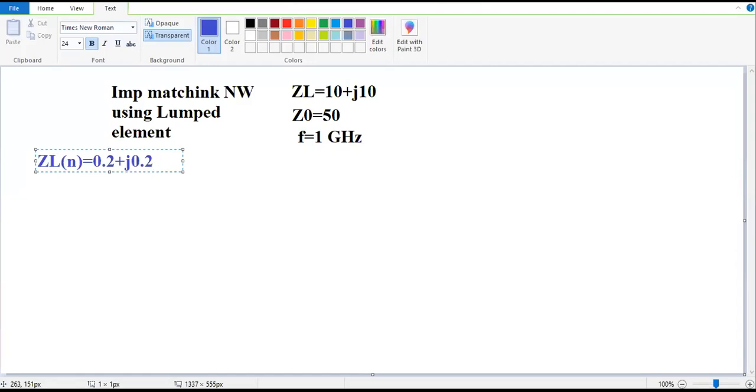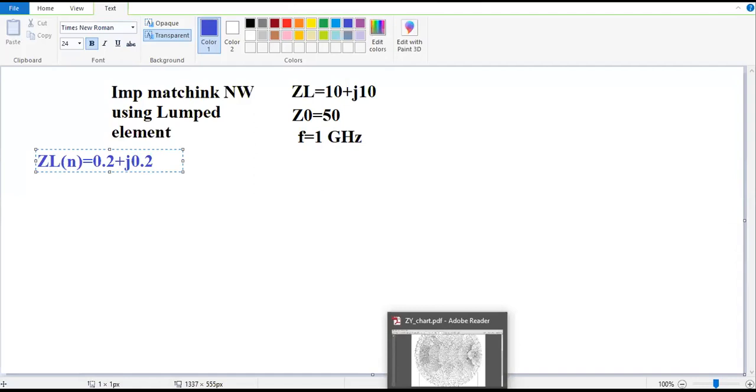Now this ZL, what you have to do? You have to plot ZL on your Smith chart. So you plot this ZL on your Smith chart. So in the Smith chart, we can plot it. I'll go to the Smith chart. I'll switch from here. So that is 0.2 and 0.2.